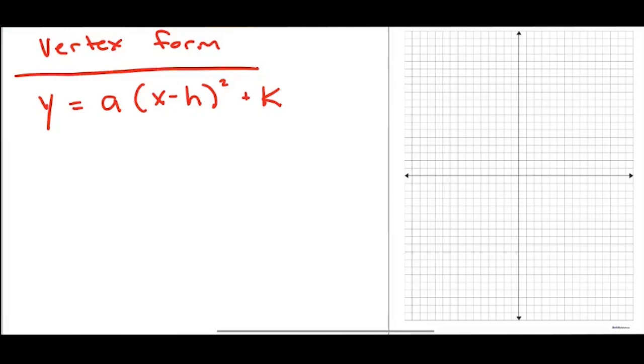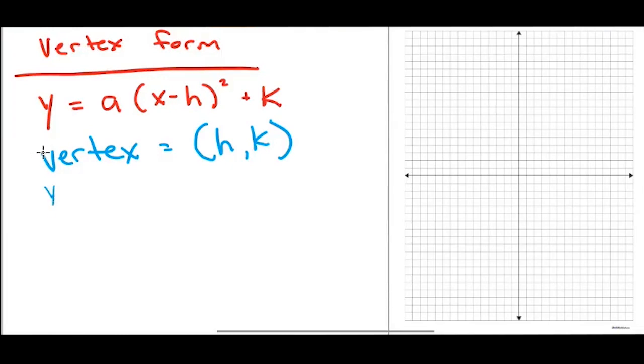Hello again. Today we are going to be graphing in vertex form. We're going to graph a quadratic function in vertex form. So this is vertex form, y equals a times x minus h squared plus k. And the vertex will be whatever h and k are. So that'll be the vertex. The vertex is where it switches directions.